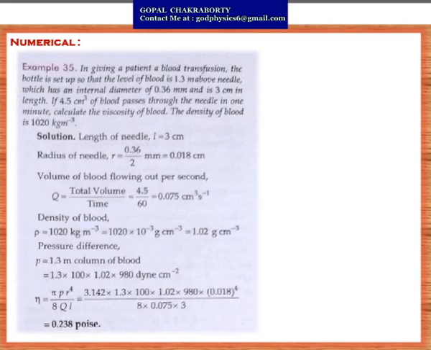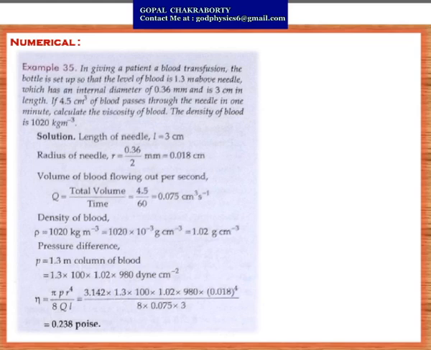Next problem: in giving a patient a blood transfusion, the bottle is set up so that the level of the blood is 1.3 meter above the needle, which has an internal diameter of 0.36 cm and is 3 centimeter in length. If 4.5 centimeter cube of blood passes through the needle in 1 minute, calculate the viscosity of the fluid. The density of the liquid is 1020 kg per meter cube.